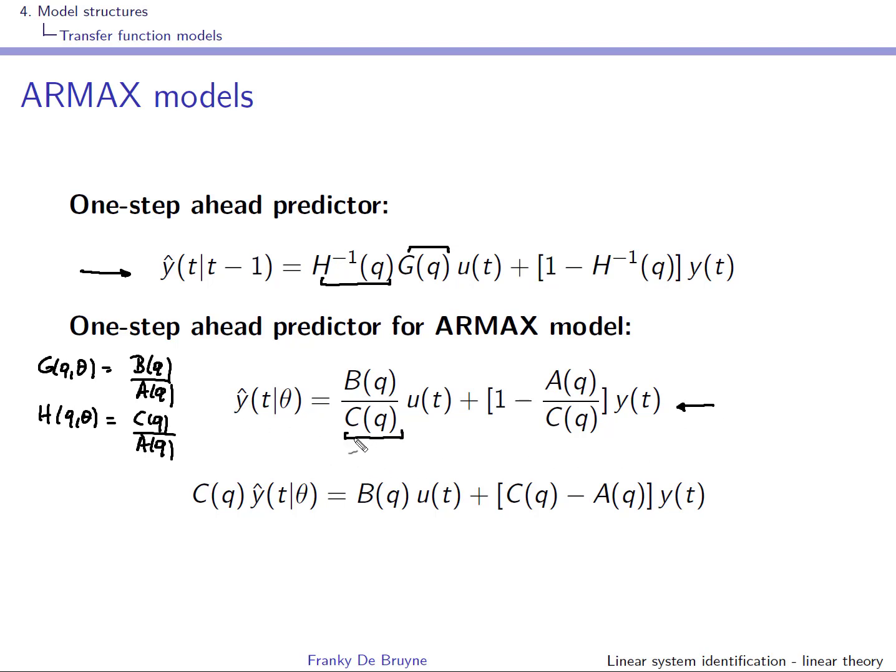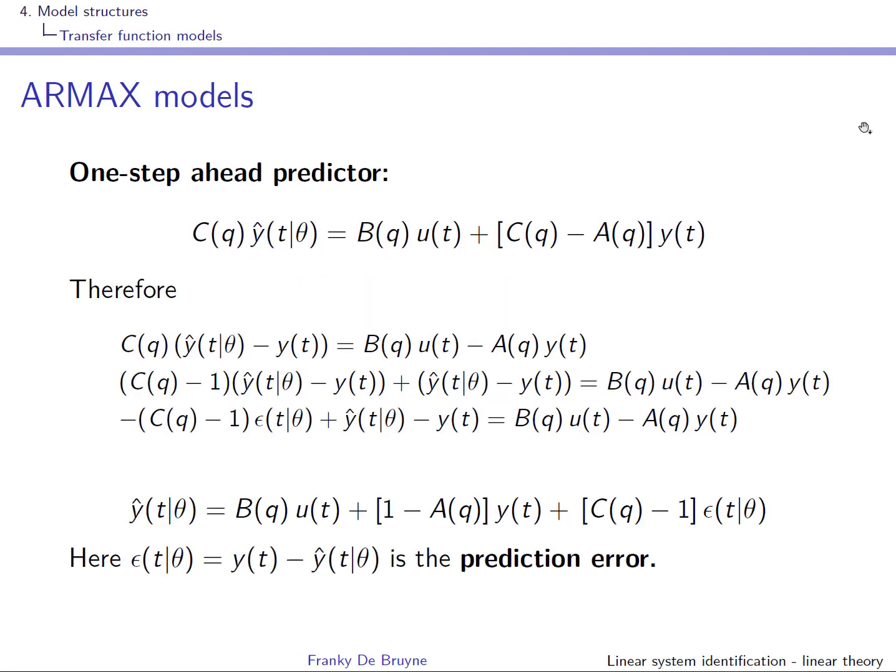And if you multiply by C, this is the expression that you get. So this is the expression of the one step ahead predictor that we have found. So what you can do now is juggle a little bit with this formula.